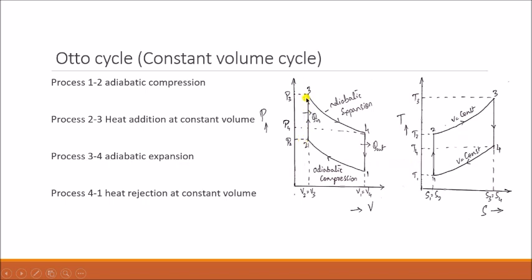Once the heat is added, it starts expanding. Once the explosion of that air-fuel mixture takes place, that energy is supplied to the piston and it starts expanding. That is nothing but your 3 to 4 process. Finally, whatever heat is there from that combustion is exhausted out. That is nothing but your 4 to 1 process. Clear? So this Otto cycle exactly resembles your petrol engine.